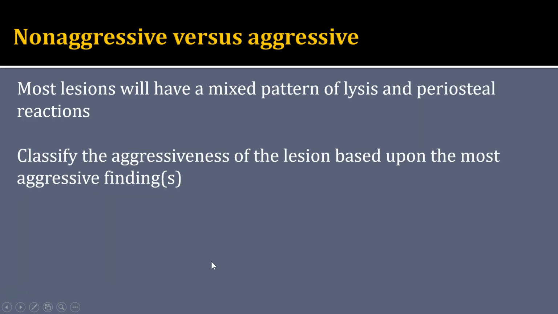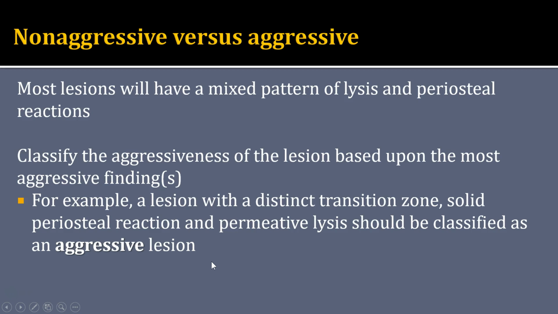Now, unfortunately, most lesions are going to have a mixed pattern of lysis and periosteal reactions. And so when we look at these mixed patterns, we need to remember to classify the aggressiveness of the lesion based upon the most aggressive findings. So for example, if we find a lesion that has a distinct transition zone, which is benign or non-aggressive, I'll use that term instead, a solid periosteal reaction, which is a non-aggressive periosteal reaction, but has permeative lysis, which is an aggressive pattern of lysis, then we need to classify that as an aggressive lesion.